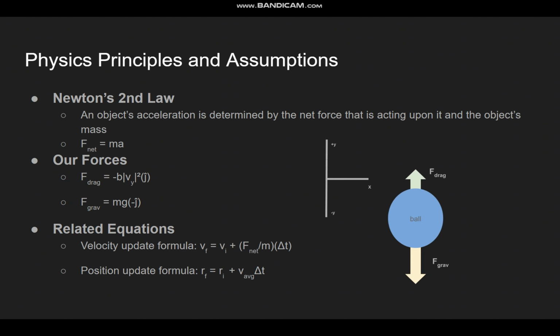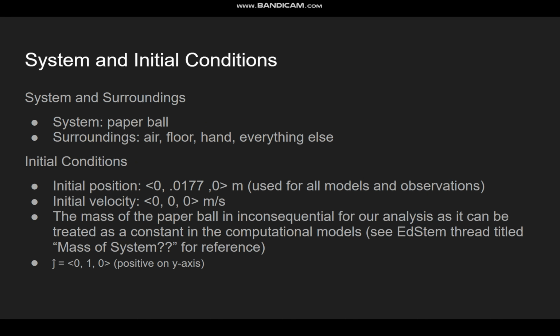Physics principles and assumptions. Newton's second law: F net equals ma, or an object's acceleration is determined by the net force acting upon it and the object's mass. Our forces are as follows: force due to drag, formula seen here, and force due to gravity, formula seen below. The j hat components are important, as F grav acts downward as seen in the model, and F drag acts upwards, opposing motion. Related equations are the velocity update formula and the position update formula, seen here.